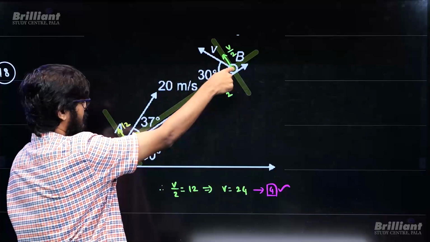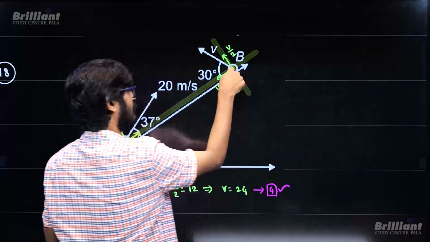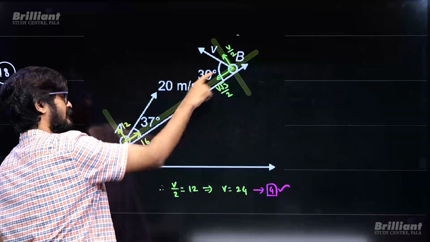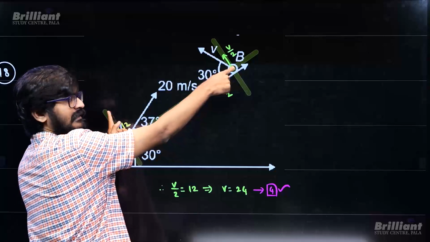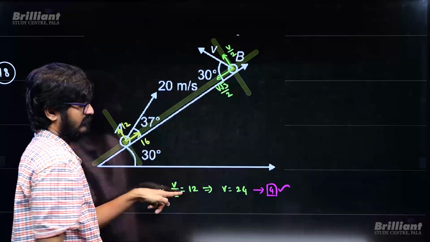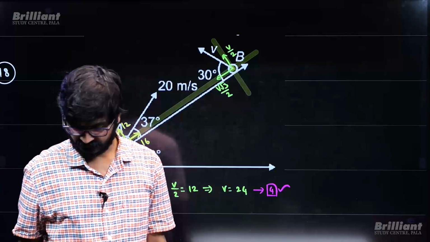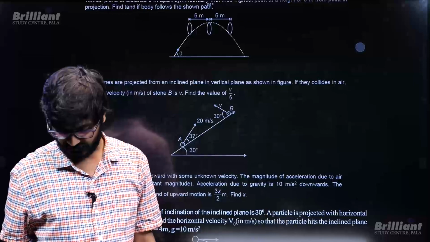So with respect to this guy, if this guy is hitting, the meaning is this guy must be traveling only along this direction. So velocity along this direction must be 0. With respect to this guy, velocity along this direction is 12, and velocity along this direction is V by 2. So 12 must equal V by 2, right? So sit on one guy and observe the other guy when there are two people moving.